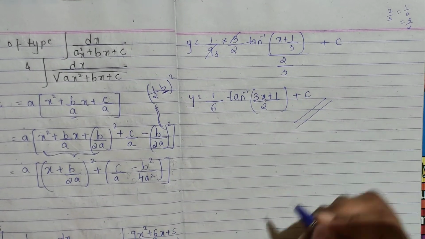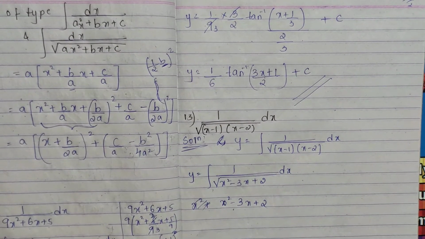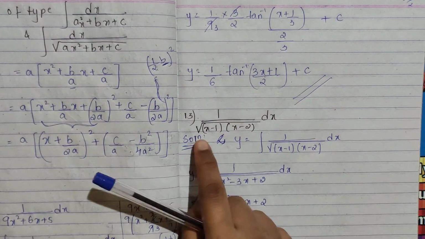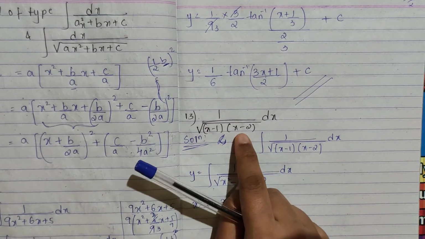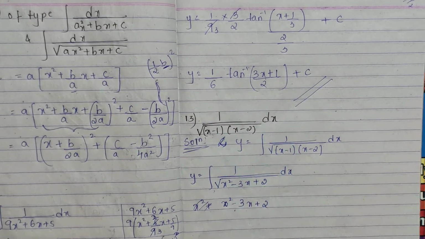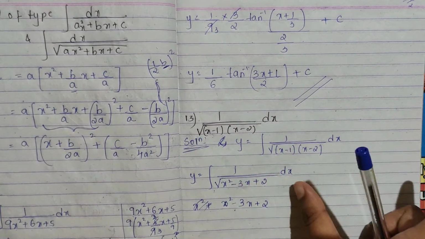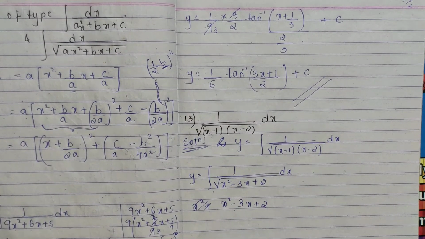I hope I am clear. Next, 13th question: 1 divided by root of x minus 1 into x minus 2 dx. So it is like this. First simplify it, get it in quadratic form. First write x square minus 3x plus 2.